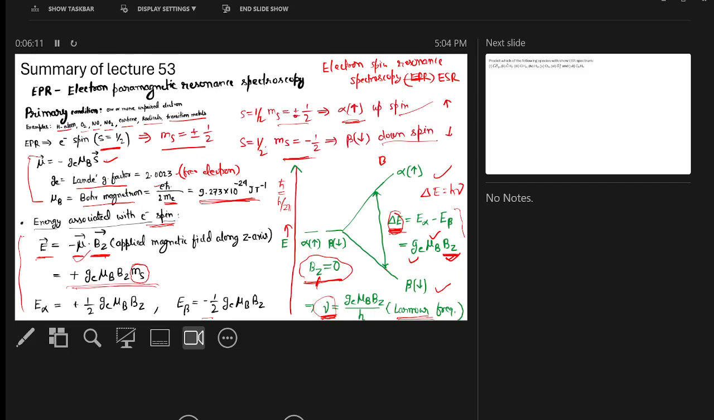So from this slide, we understood the condition of EPR spectroscopy: what happens when an electron spins, how it associates with a magnetic moment, how this magnetic moment interacts with the magnetic field, and how this gives rise to the energy separation between alpha and beta states. Okay.